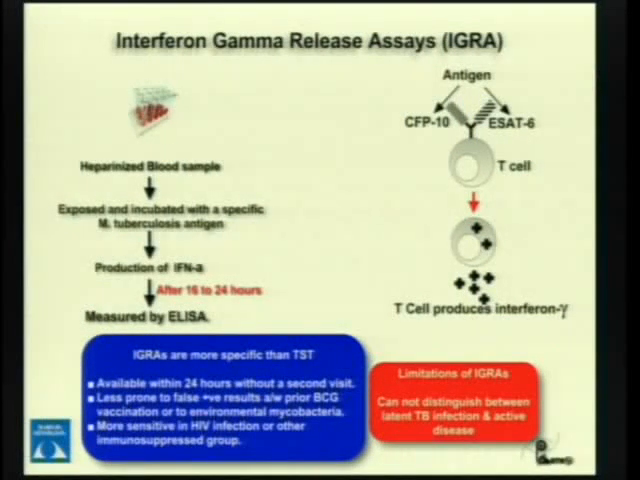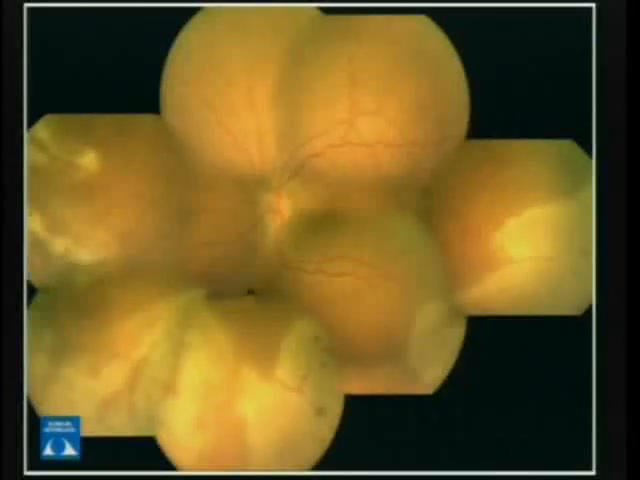Only problem with this interferon gamma release is it can't differentiate between active TB inflammation and the latent infection. Now it's a case. What is the diagnosis? Anybody? Acute. Very good. Acute retinal necrosis.